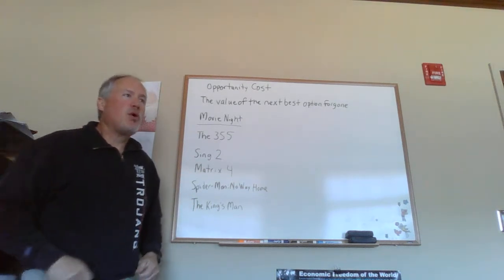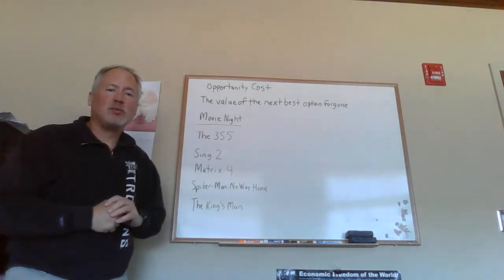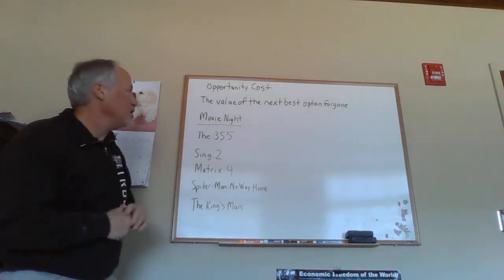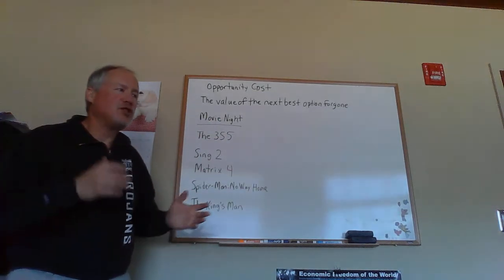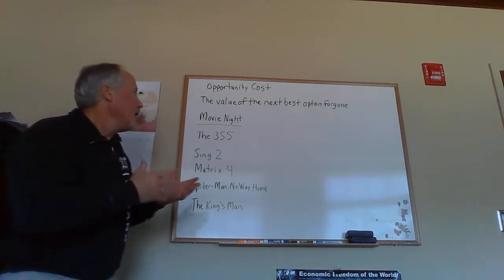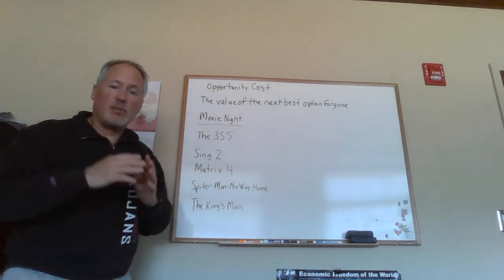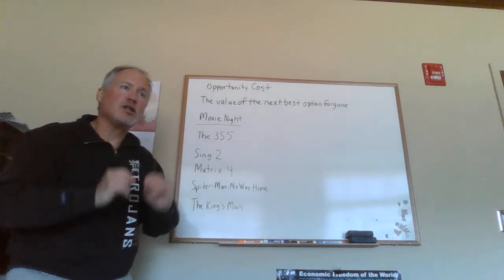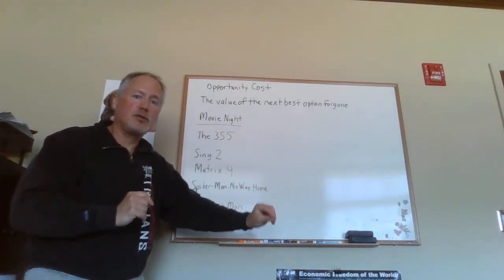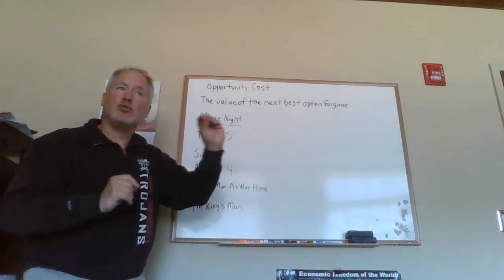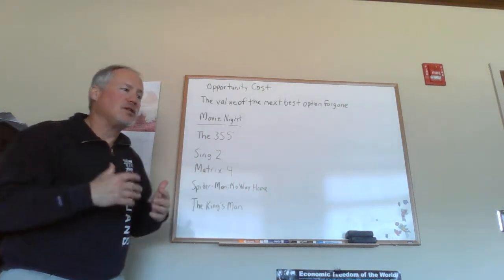So let's suppose that you've decided you're going to go to a movie tonight. And here's the definition. I have it up here, but it's the same definition out of the book and the PowerPoints. It's the value of the next best alternative that's foregone. When you make a choice, you're choosing not to do something else. And it's the value of the thing that you don't do that must be the cost.